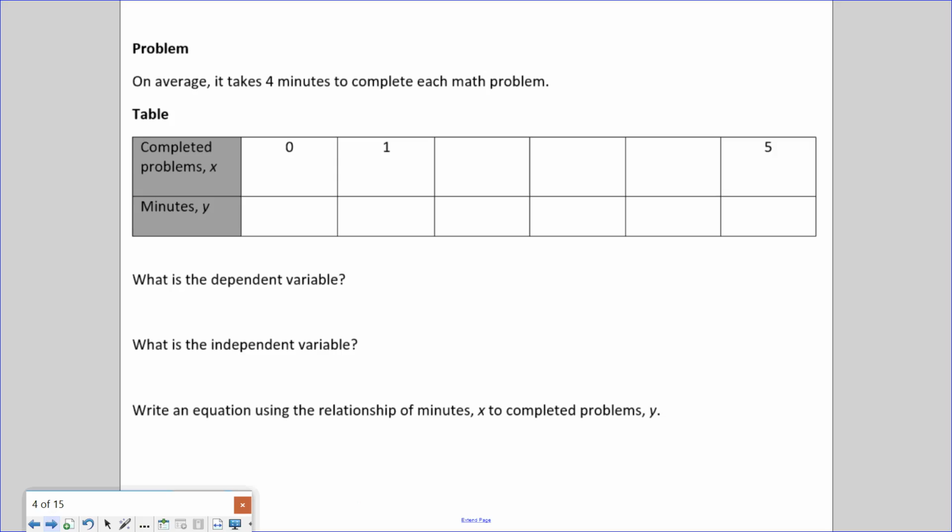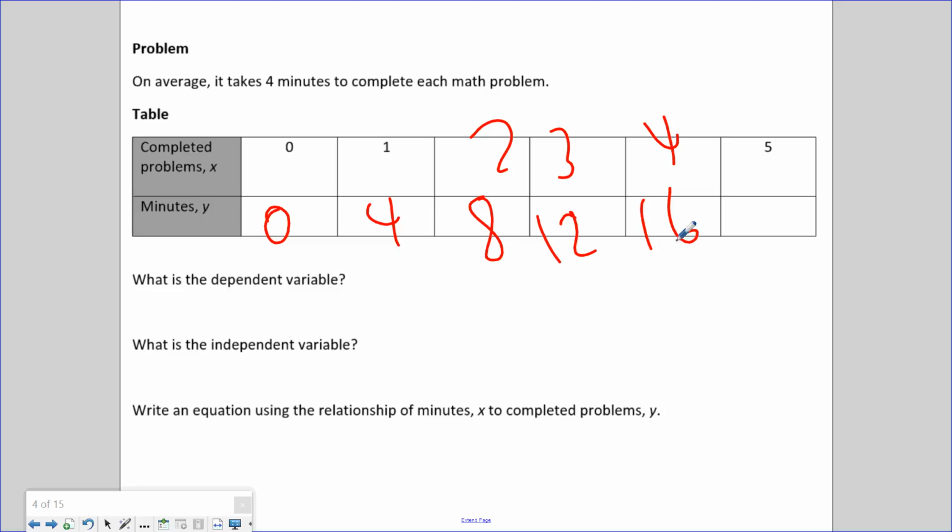Let's look at a different situation. So we just did an additive relationship. On average, it takes 4 minutes to complete each math problem. If you have 0 problems, 0 minutes. If you have 1 problem, it will take 4 minutes. If you have 2 problems, it will take you 8 minutes. If you have 3 problems, it will take you 12 minutes. If you have 4 problems, it will take you 16 minutes. If you have 5 problems, on average about 4 minutes each problem, 20 minutes.